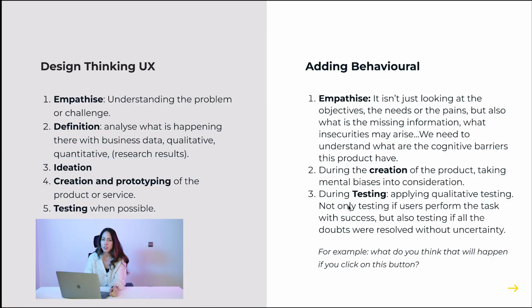During the creation of the product, it's taking also mental biases into consideration. And during testing, it's applying qualitative testing. So it's not just testing if the user is performing the action, it's also seeing if all of the doubts were resolved. So for example, we can ask the user, okay, what do you think will happen here if you click this button? Then we have to really listen to the user to see what they have to say.